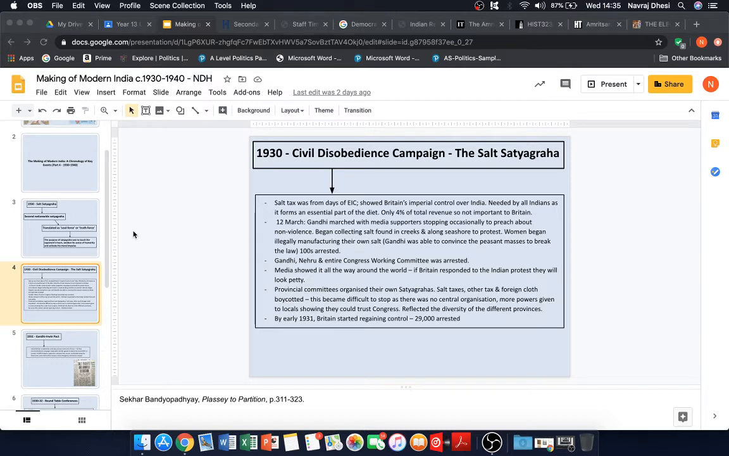It was believed by the Congress leadership at that time, and particularly Gandhi, that salt would be a great symbol to mobilize various elements of the Indian population, and that it would be successful in mobilizing the masses for his movement. So on the 12th of March, Gandhi marched.